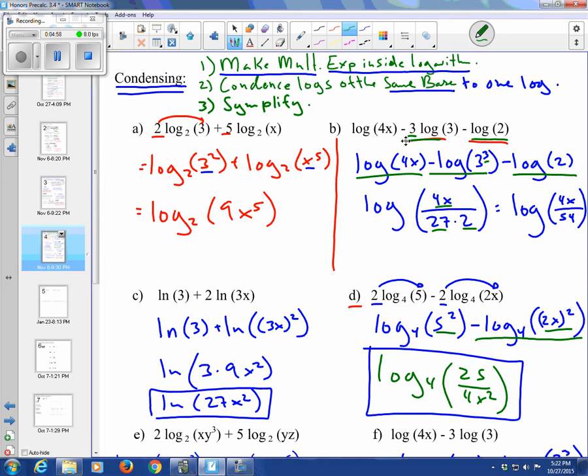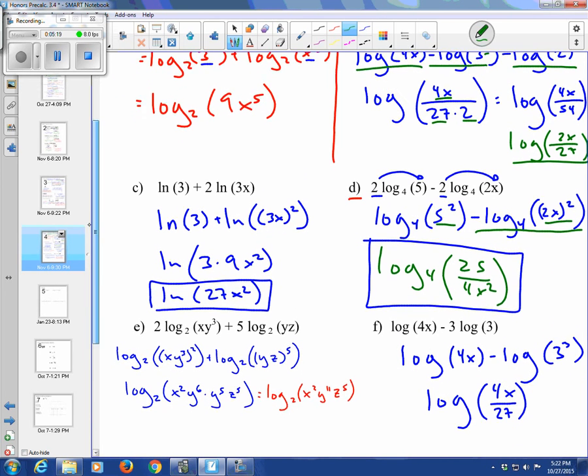And then in the end, what we're going to get when we simplify is 4x over 54. We could simplify that a little bit, I guess. We could call that the common log of 2x over 27 if we really wanted to get particular, but that's basically the condensation of these three common logs.